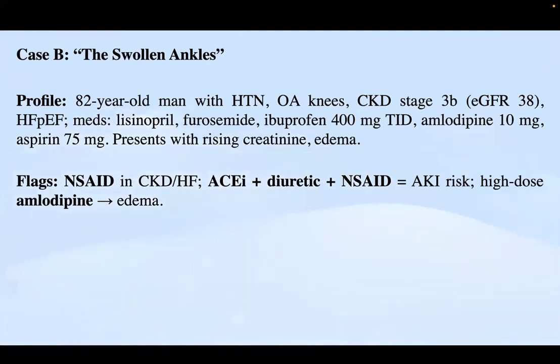I am not asking for any kind of answer from you, because we have just done all the theory, so I don't expect you to grasp it all today and give the answer, but from the next lecture you need to do it. Okay, so please understand the case. Case B is the swollen ankles. An 82-year-old man, focus on the age, with hypertension and already having osteoarthritis of the knees. OA knees means osteoarthritis of the knees.